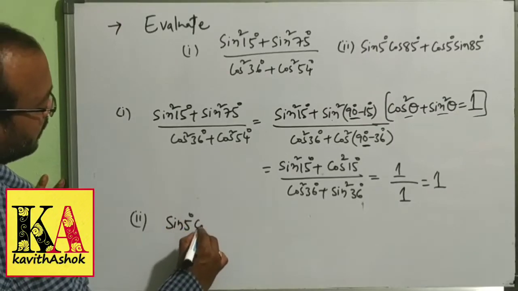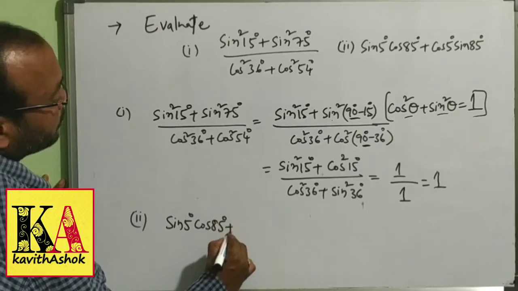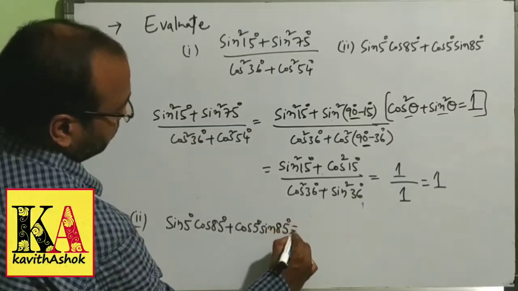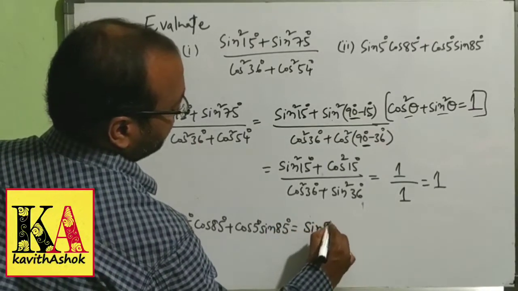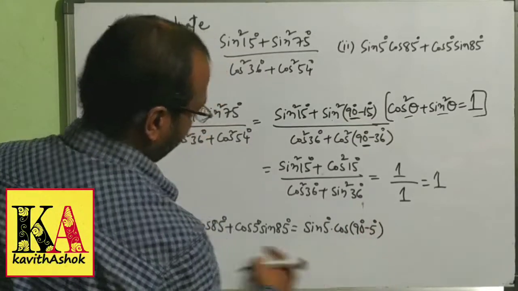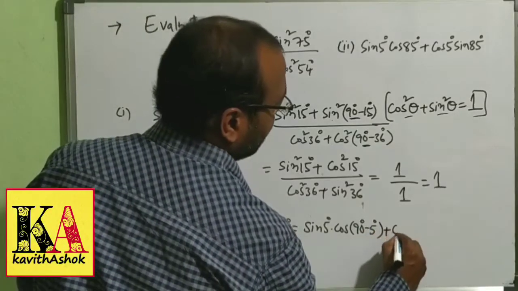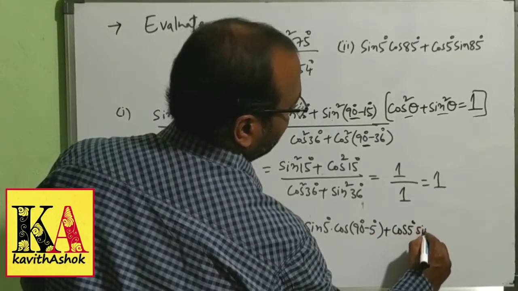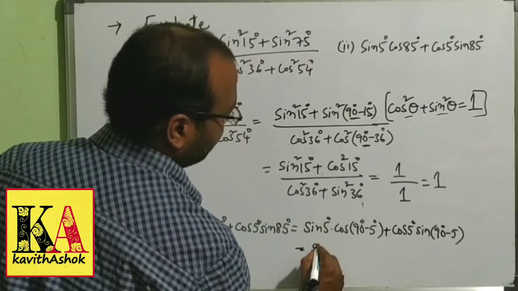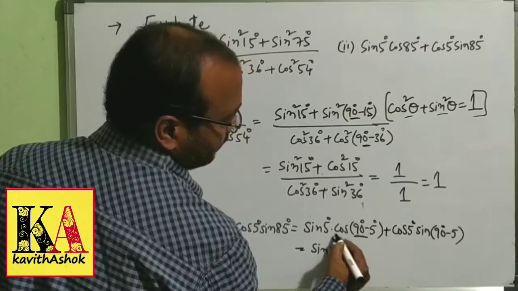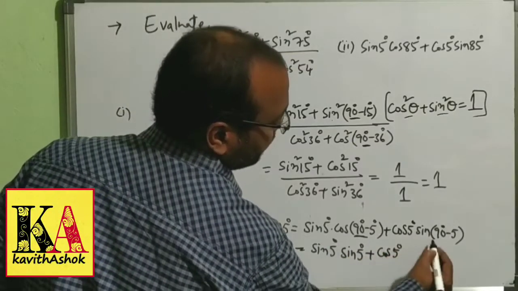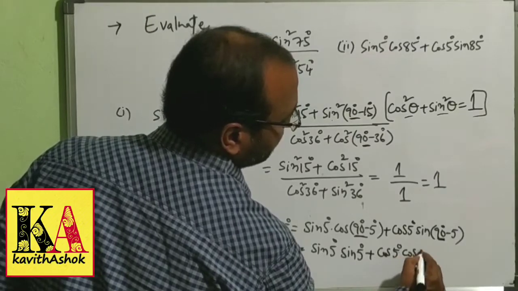Sine 5 degrees, cos 85 degrees, cos 5 degrees, sine 85 degrees. Sine 5 degrees, I am writing this as cos of 90 degrees minus 5 degrees. Why? Because that is 85. Plus cos 5 degrees and sine, I am writing this as 90 degrees minus 5 degrees. Now this is sine 5 degrees, because again 90 is there, so cos changes to sine. Here again 90 is there, it will become cos 5 degrees.